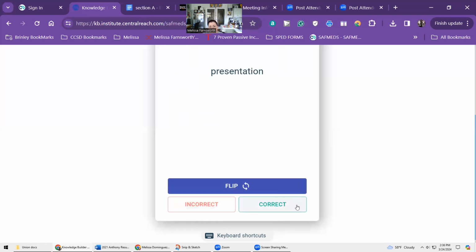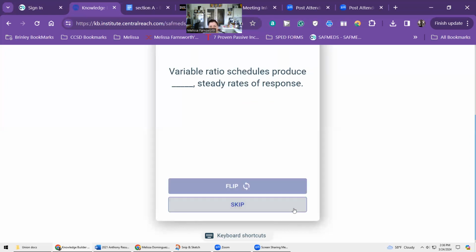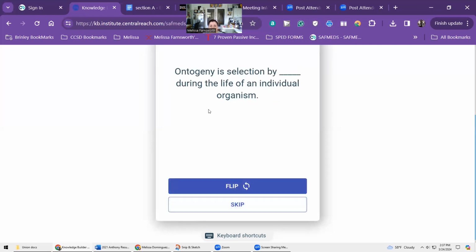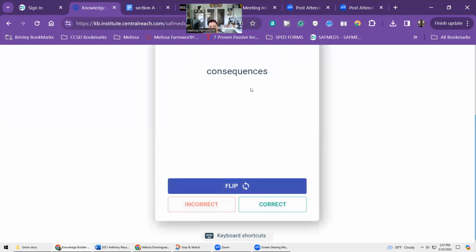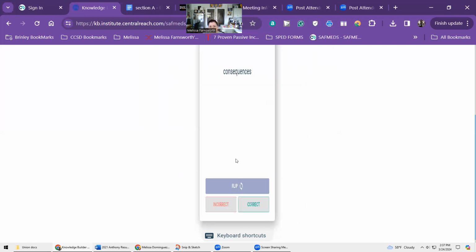reinforcement. Presentation. A teacher who gives candy for in-seat behavior is out. The substitute has no candy. The teacher is a blank blank discriminative stimulus. Variable ratio schedules produce blank, steady rates of response, consistent. Ontogeny is selection by blank during the life of an individual organism. Consequences. Elementary verbal operants are distinguished by their sources of antecedent control and the related history of blank.